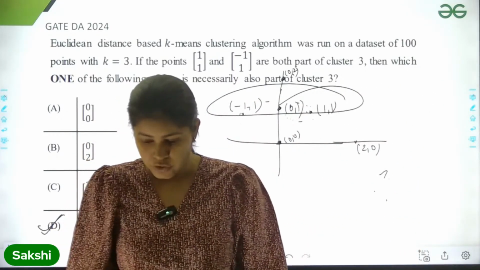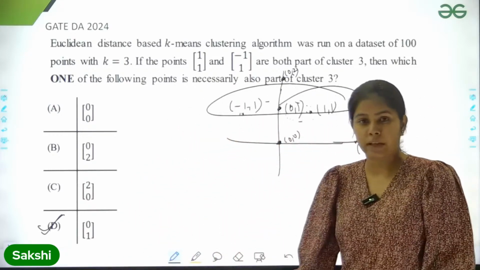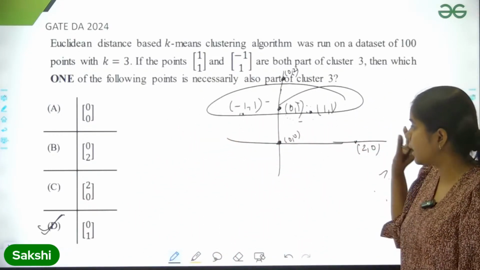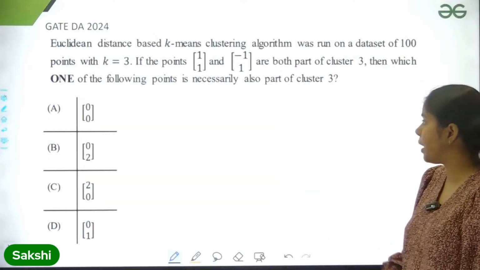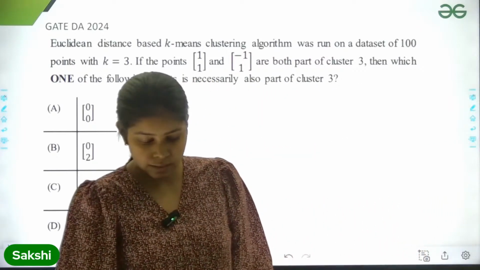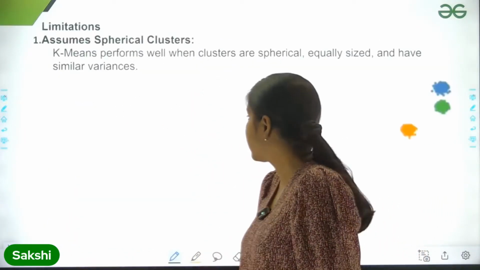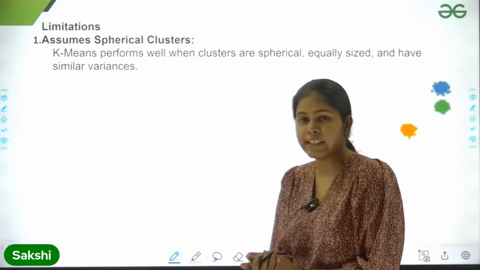Right, Kendra, option D is correct here, right? So that's why we can say that this 0 comma 1 is also a part of cluster 3. Now I hope this is clear, but let's see what the limitations of this k-means algorithm are.